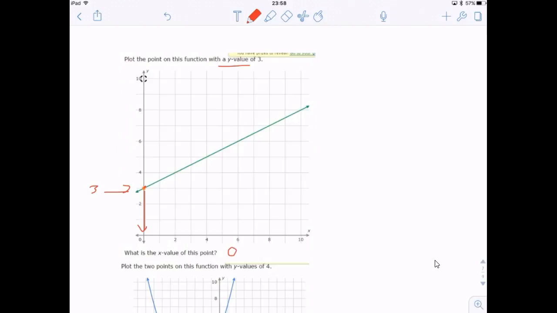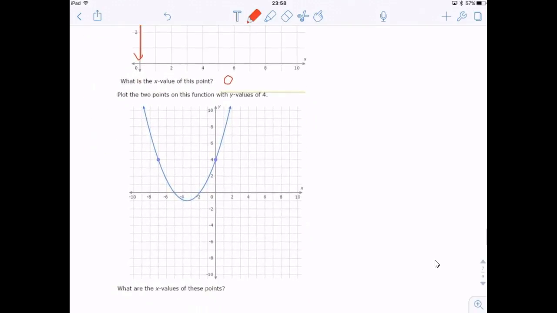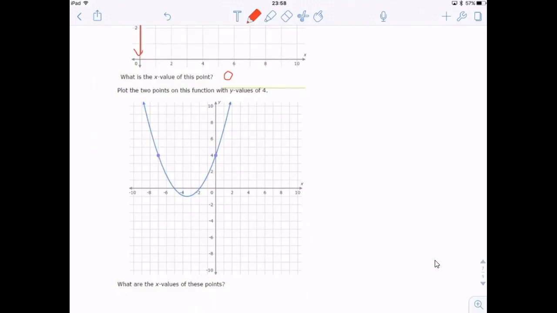Okay? Here's a tricky one. It's a curve. Plot 2 points on this function with a y value of 4. So y value of 4 is right there, right? This is the y-axis, and there's the 4. So I'm going to draw a line cutting my function in 2 different places. So the places that I'm cutting happen to be the points I'm interested in. And after I plot the points, it says, what are the x values of these points?